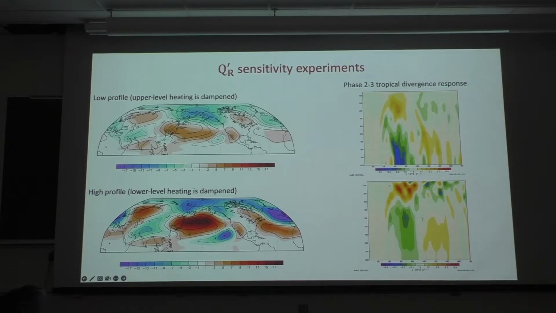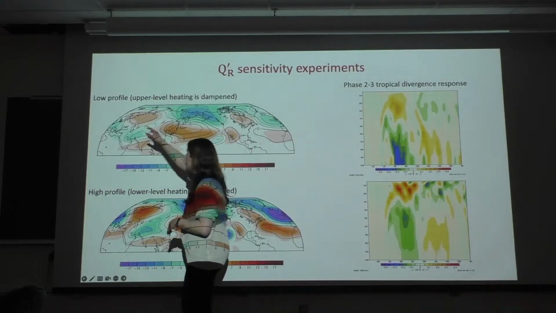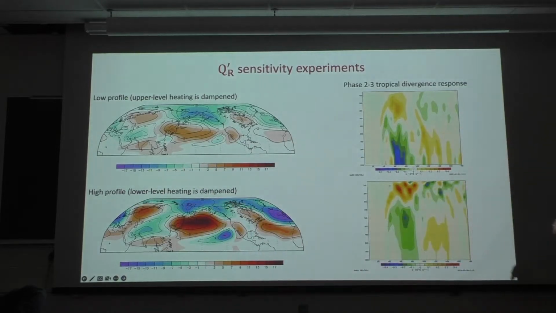Okay, so the last thing I'm going to show you here is our sensitivity experiment. So these, we were having fun with these, trying to figure out, well, how important is it that you get the vertical structure correct? Like, what happens if we have a low profile of heating versus we have a high profile of heating? And the difference is really substantial.